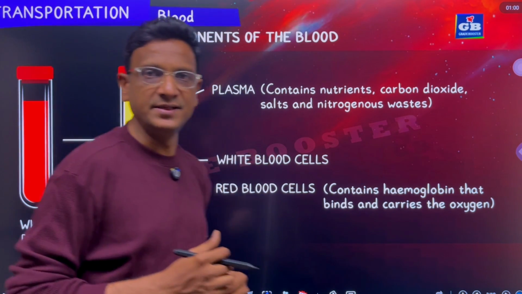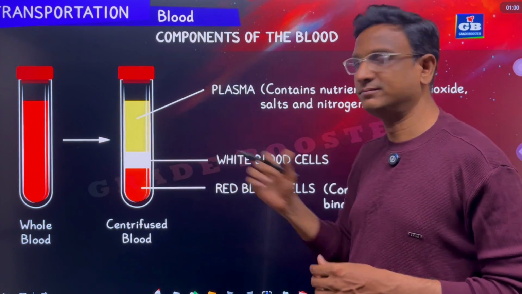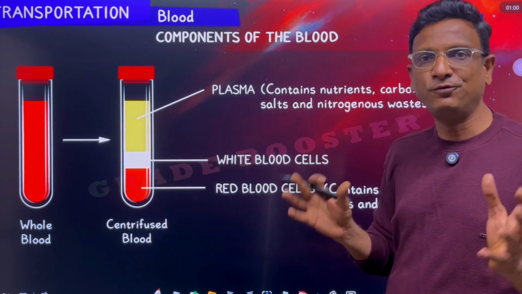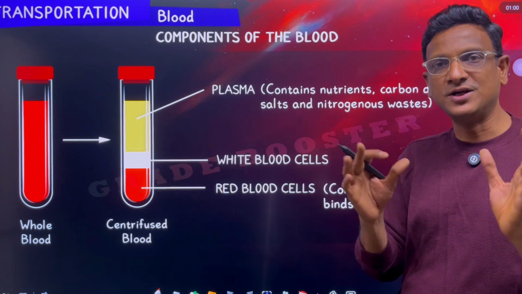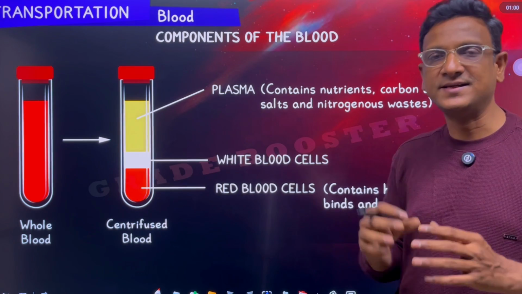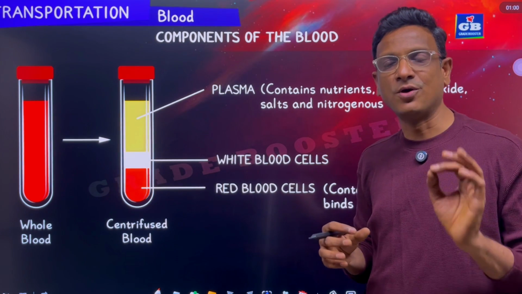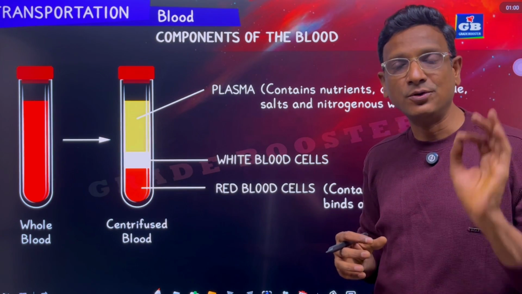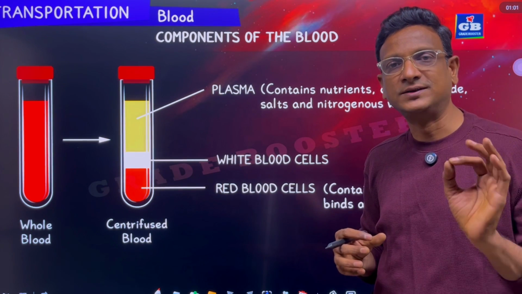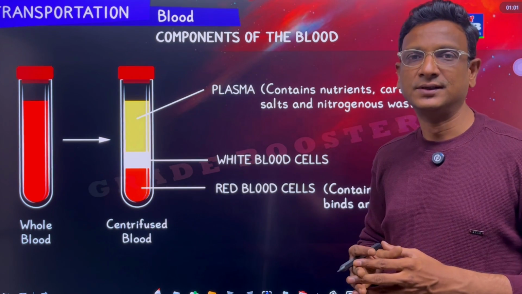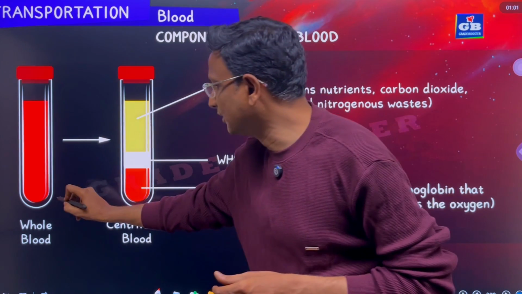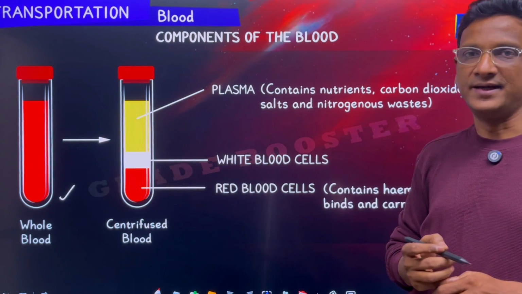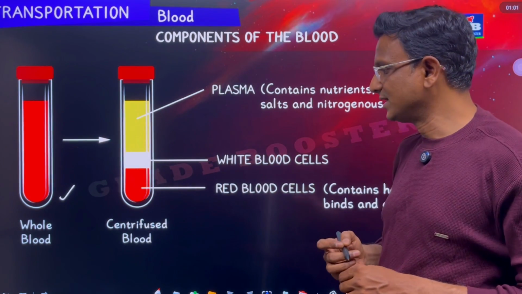Next, let us see the composition of blood. Blood is a fluid connective tissue. Blood is usually red in color. Why is the blood red in color? Due to the presence of a pigment called hemoglobin. Hemoglobin binds the oxygen and transports the oxygen. So the blood usually looks like this. The whole blood looks red in color, right?